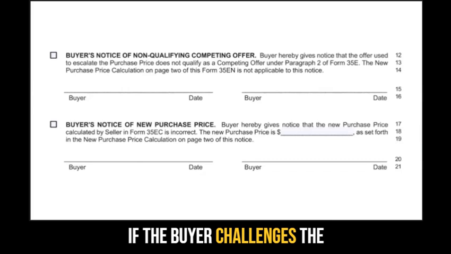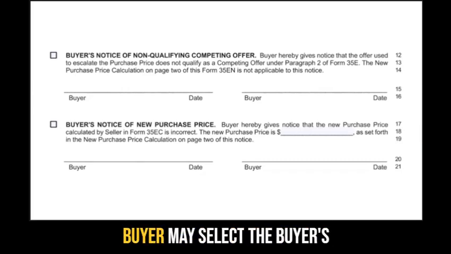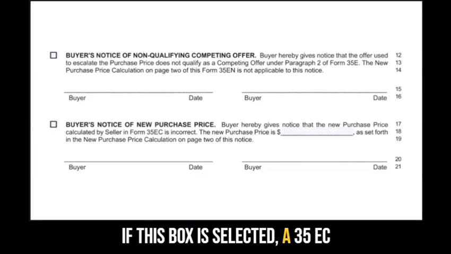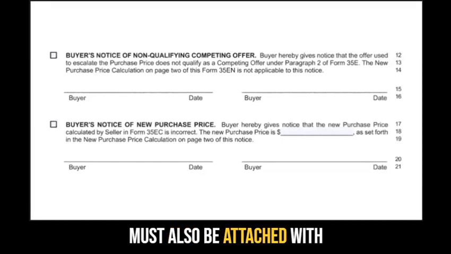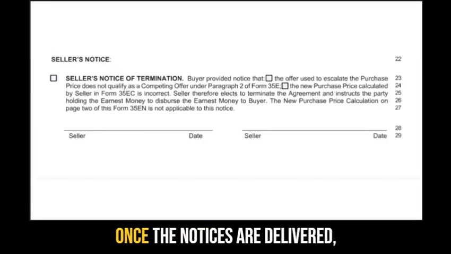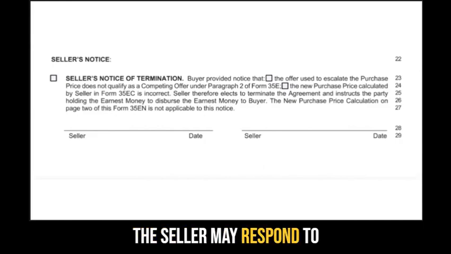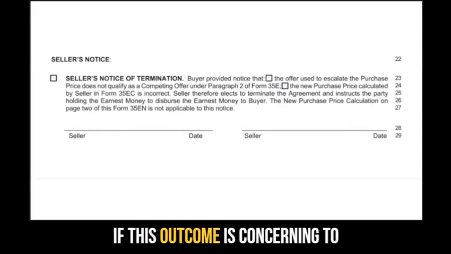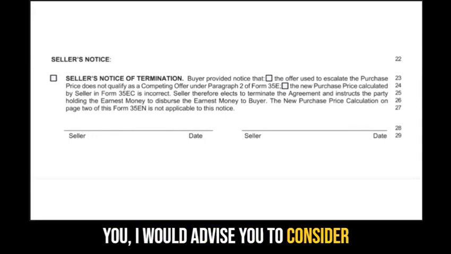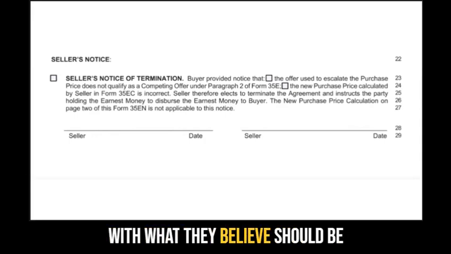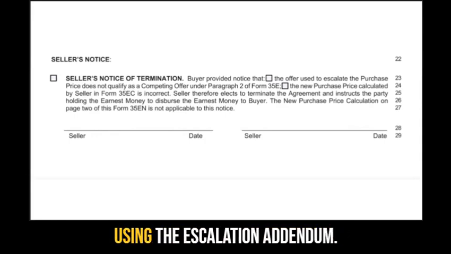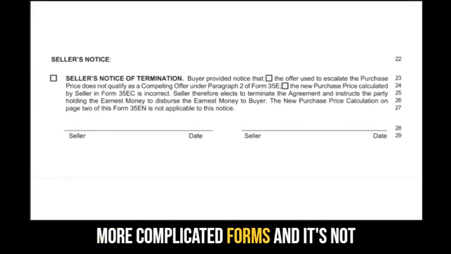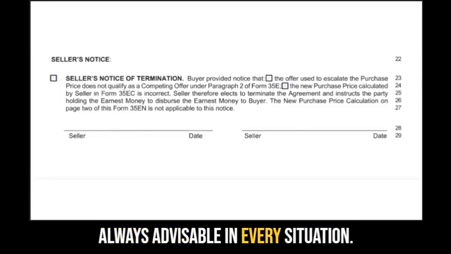If the buyer challenges the calculated purchase price, the buyer may select the buyer's notice of new purchase price. If this box is selected, a 35EC must also be attached with the buyer's calculations. Once the notices are delivered, the seller may respond to terminate if no agreement can be reached. If this outcome is concerning to you, I would advise you to consider having your seller counteroffer with what they believe should be the new purchase price and avoid using the escalation addendum. This form is considered one of the more complicated forms, and it's not always advisable in every situation.